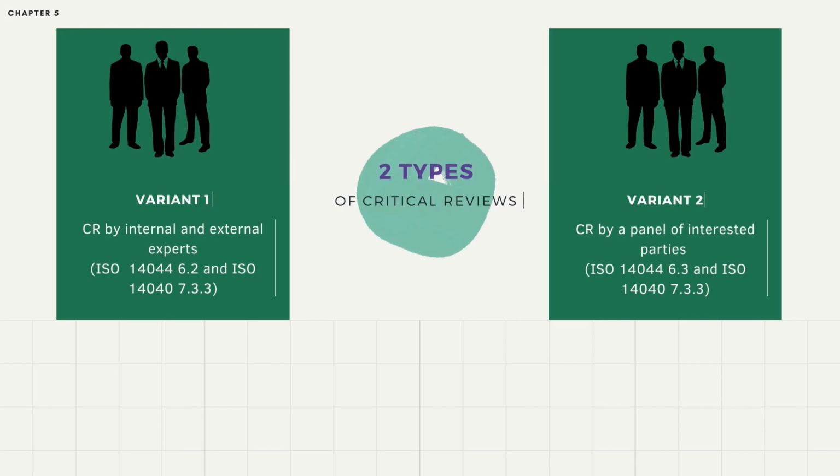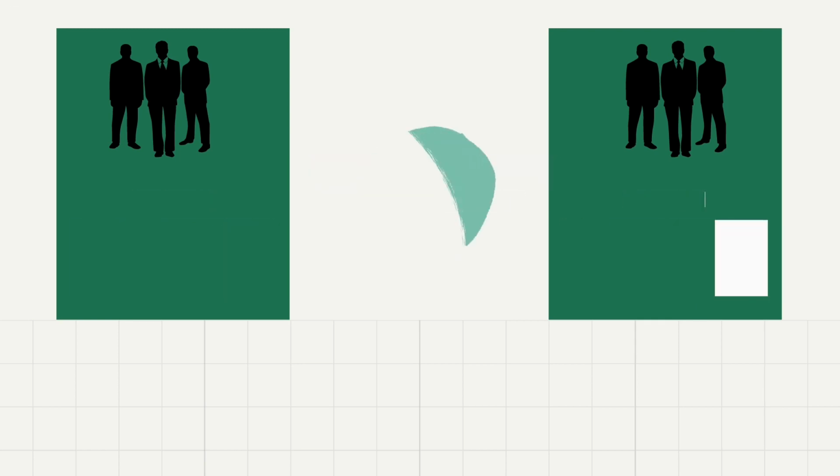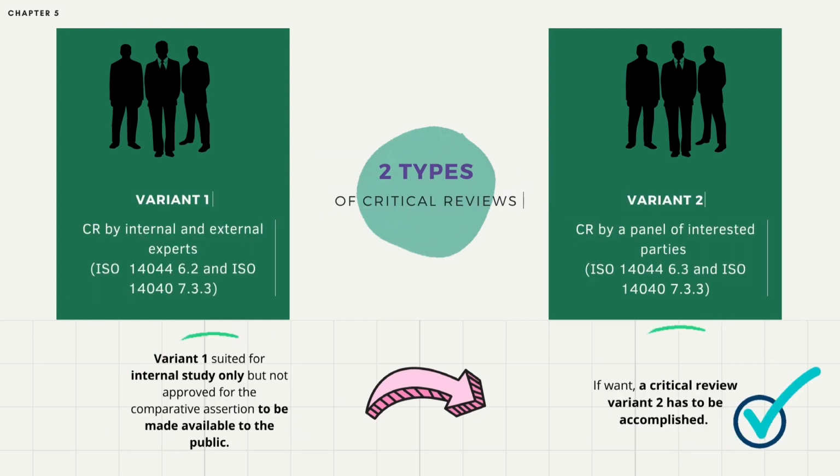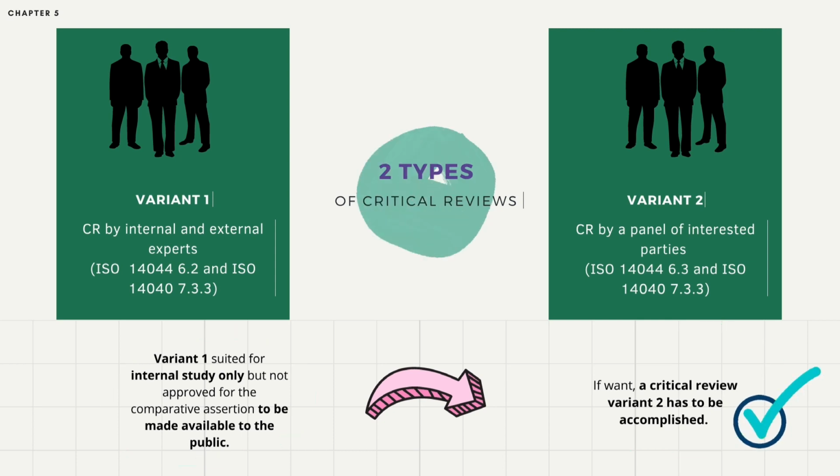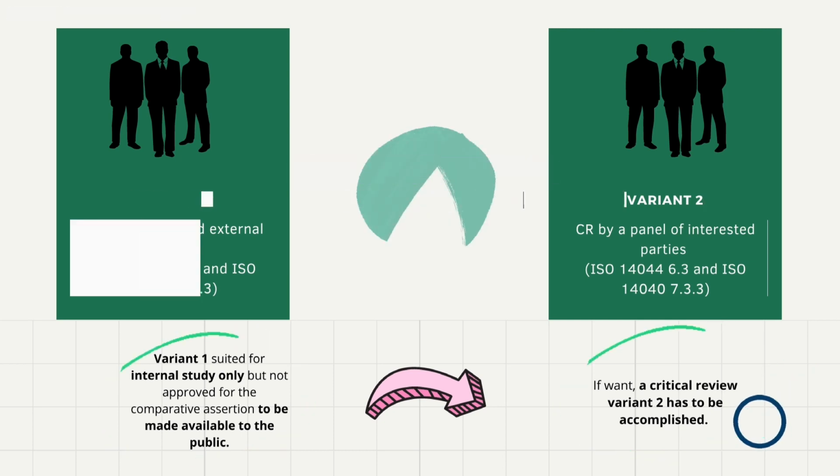There are two types of critical review, which are variant 1 and variant 2. Variant 1 is critical review by internal and external expert. Variant 2 is critical review by a panel of interested parties. Variant 1 is suited for internal study only, but not approved for comparative assertions to be made available to the public. For that, a critical review variant 2 has to be accomplished.